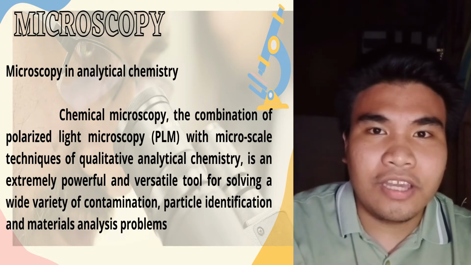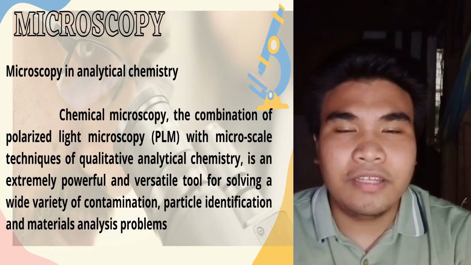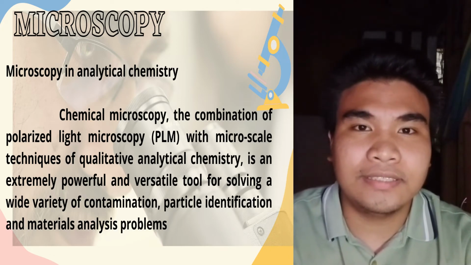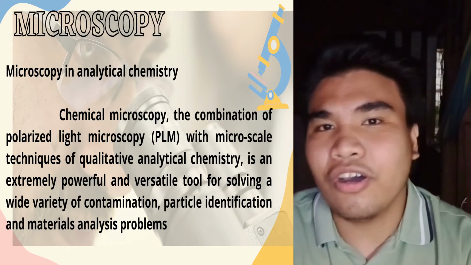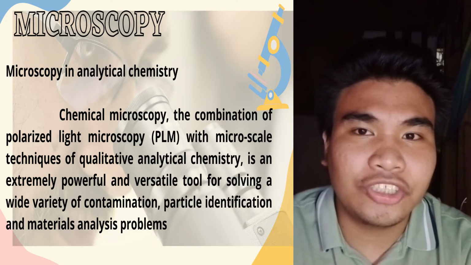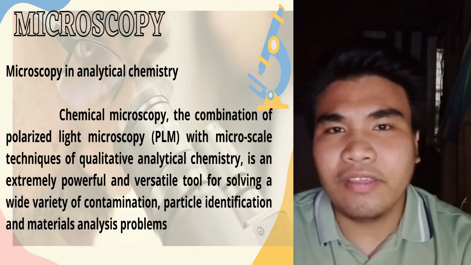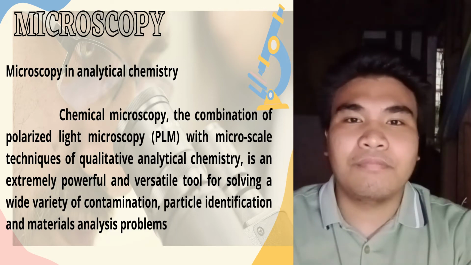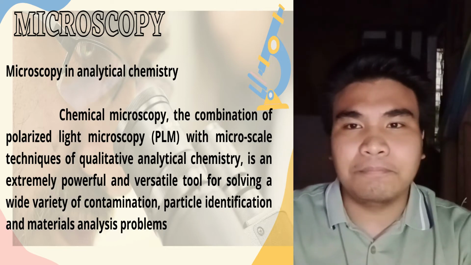Microscopy and analytical chemistry. Now, chemical microscopy, the combination of polarized light microscopy with microscale techniques of qualitative analytical chemistry, is an extremely powerful and versatile tool for solving a wide variety of contamination, particle identification, and material analysis problems.